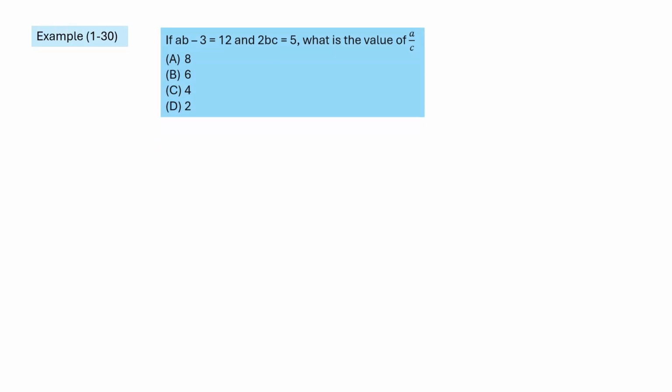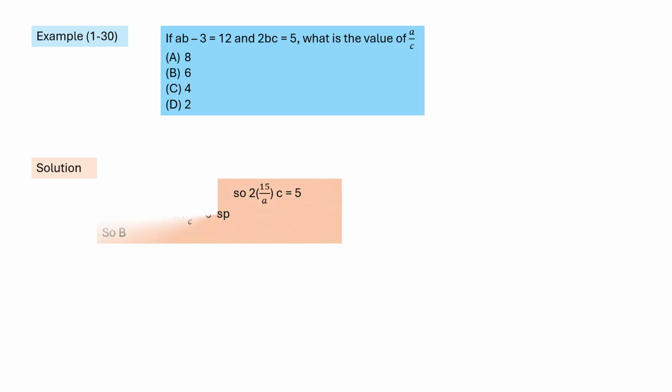Example 130. If AB minus 3 equals 12 and 2BC is 5, what is the value of A over C? Solution. Moving negative 3 to the other hand side, AB equals 15. So solving for B, B will be 15 over A. So from the other equation, replace B by 15 over A.